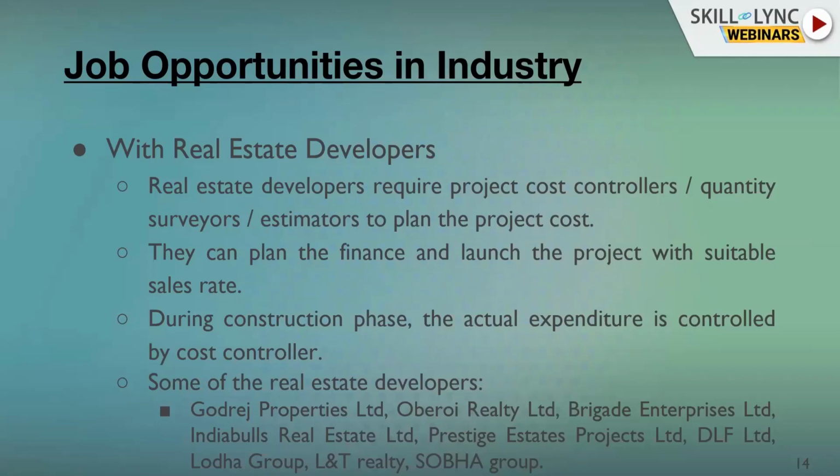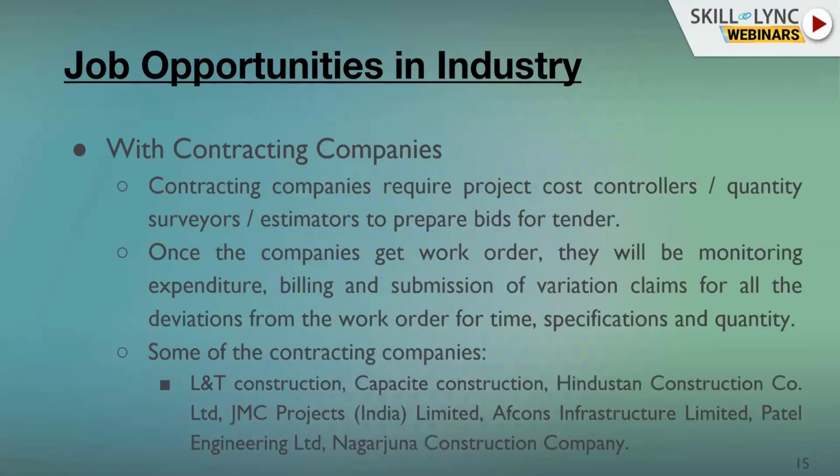Now we will go to the next slide, please. Now we'll explore the opportunity with the contracting companies. Contracting companies require project cost controllers, quantity surveyors, and estimators to prepare bids for tenders. When the companies get the work order, they will monitor the expenditure, billing, and submission of variation claims for all deviations from the work order for time, specifications, and quantity.